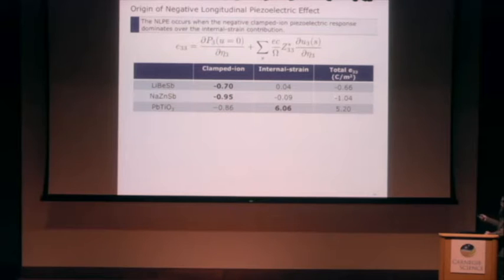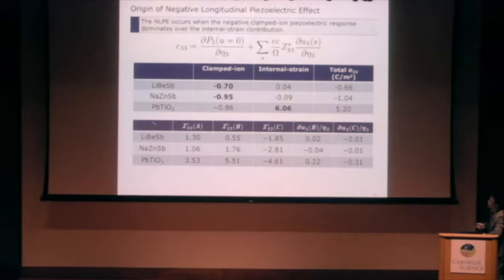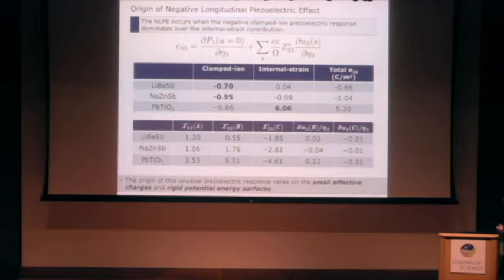ferroelectrics have negative E33. We also look at the Born effective charges and also the atomic relaxation in response to the macroscopic strain. As expected, these ABC ferroelectrics have pretty small Born effective charges, and it doesn't move that much in response to the external strain. So I think this is very clear to us that the origin of this unusual piezoelectric response relies on the small effective charges and also the rigid potential energy surface.